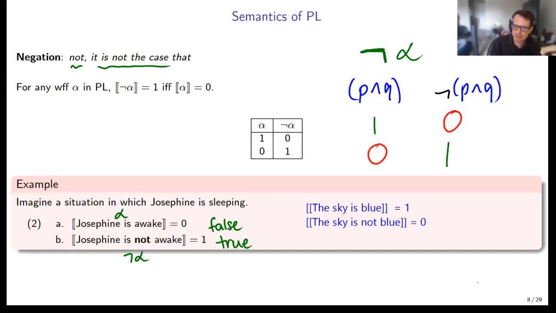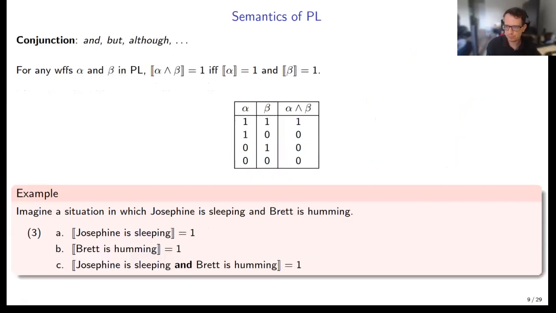Okay, so that's our only unary operator. So we just need to take a look at one column. The rest of these operators are binary operators, which means we have to compare two truth values, something from alpha and something from beta, in order to get our new value. So we'll start with "and."